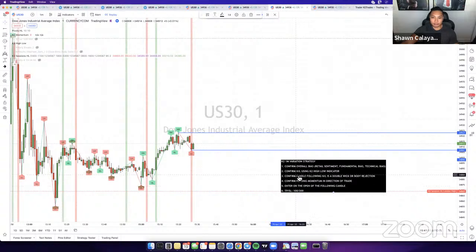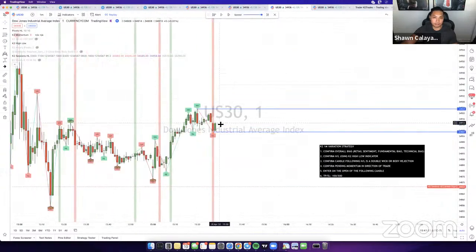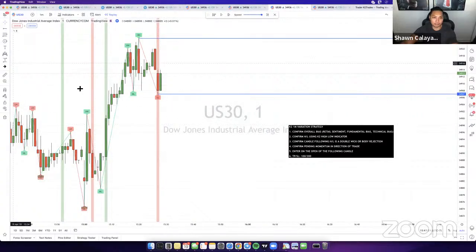Once you've confirmed it, you just want to confirm that the following candle, like the candle following the low right here, is either a double wick or a body rejection. So right here, there's no double wick. I'll show you an example for that later on the next one. But right here, you can see either a double wick where there's two wicks rejecting off this low, or you want to see that there's a double body rejection. So for example, right here, these two bodies are on the same level, right? So there's no double wick, but there is a double body.